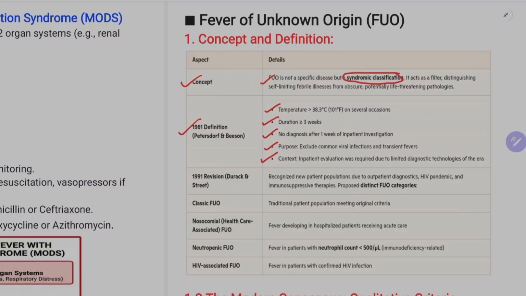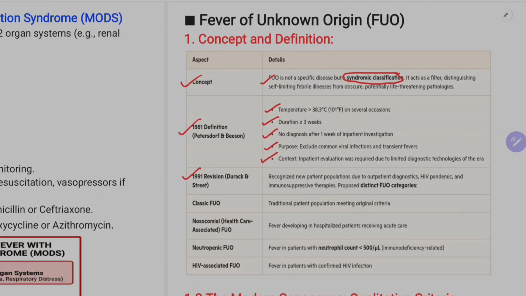Context: why was this definition made? Because inpatient evaluation was required due to limited diagnostic technologies of that era. So diagnostic technologies were limited at that time. That's why they used to evaluate the patient as an inpatient. Okay, so that was the 1961 definition.